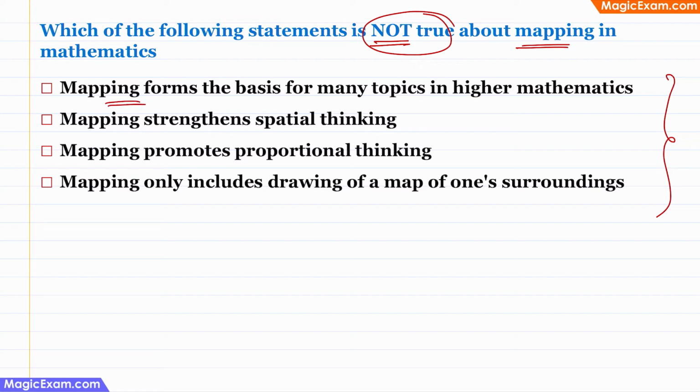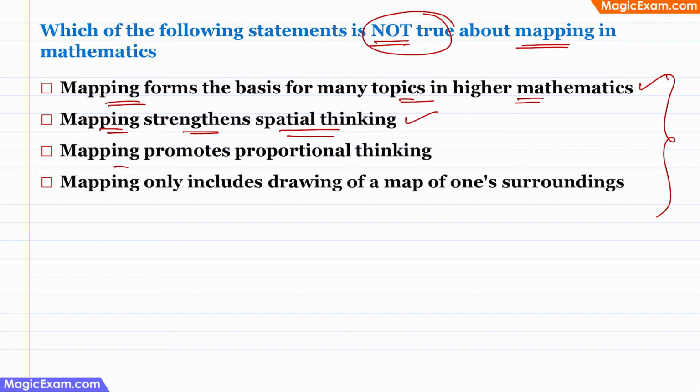Now, mapping forms the basis for many topics in higher mathematics. True, because if you look at topics like trigonometry, mapping is something which is used in trigonometry. Therefore, mapping is the basis for many topics in higher mathematics. So this is a correct statement. Next, mapping strengthens spatial thinking. This is true because you are trying to think in 2 dimensions or 3 dimensions. Therefore, spatial thinking is definitely strengthened by mapping.